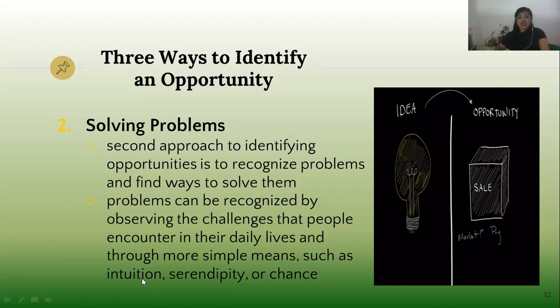When we say intuition, this is more on our instinct. Serendipity is more on luck. And chance is more on opportunity. Okay? So we are going to identify opportunity by means of solving a problem in connection to COVID-19. What are the opportunities that can be seen in order for the business to still continue to operate even in the middle of the crisis? As we solve the problem, we are seeing opportunity, an opportunity that is possible to be pursued.